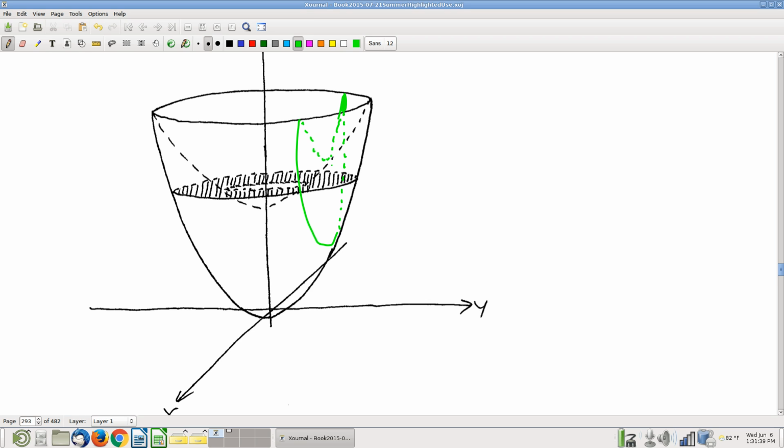I mean, that's bad, right? But something kind of like that. Right, the y slice is going to be a parabola. That's the y slice of the lower parabola.